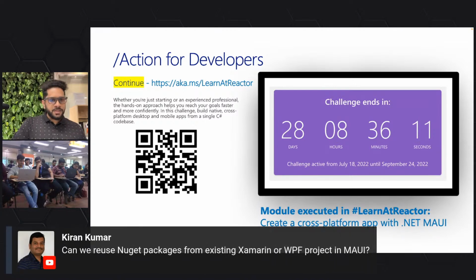The next question is, can we reuse NuGet packages from existing Xamarin or WPF package projects in Maui? The answer is it depends. If it's targeting the .NET Standard library, you can. If not, it needs to be retargeted. If it's a native one, it needs to be retargeted to .NET iOS and .NET Android, and then it should be able to work.